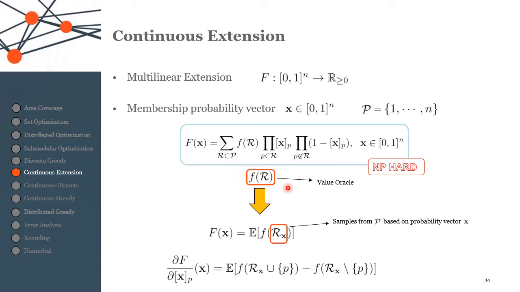So we assume that we have a value oracle that, given a strategy set, gives us the utility value, and then based on that, the multilinear extension can be interpreted as the expectation of the value of a strategy set that was sampled from the membership probability vector. So we have this interpretation, and we can have an estimate of f of x by doing sampling. Also, we can calculate the gradient of f of x, again, by sampling.